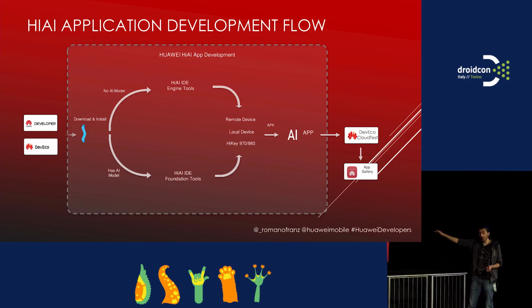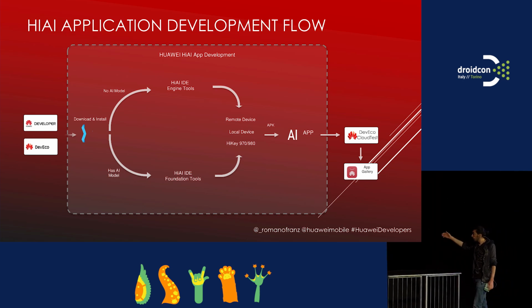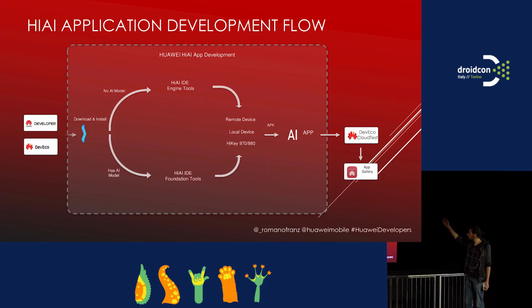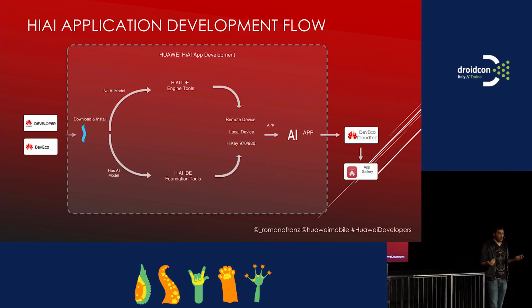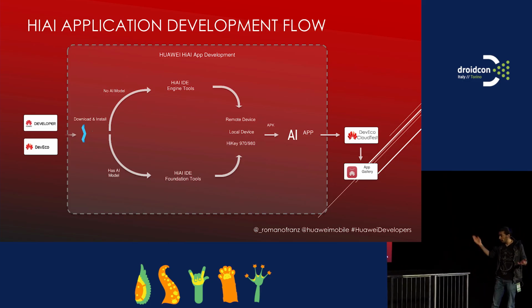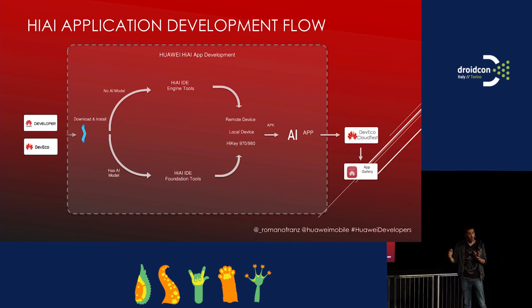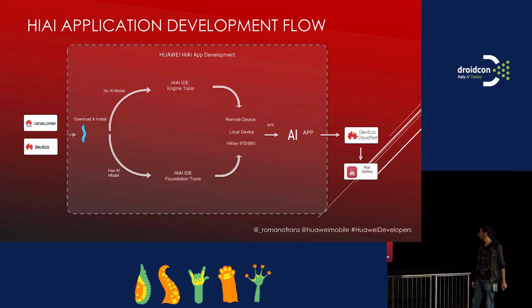If you have your own model, you go for AI Foundation, convert your model, and make it run on the neural processor unit. Or if you don't have any model, you can try our APIs with the engine tools. Then you can test it. We provide for free a remote device where you can connect and try it, or local devices. And also we provide this development board that is like a Raspberry Pi, but with our processor.